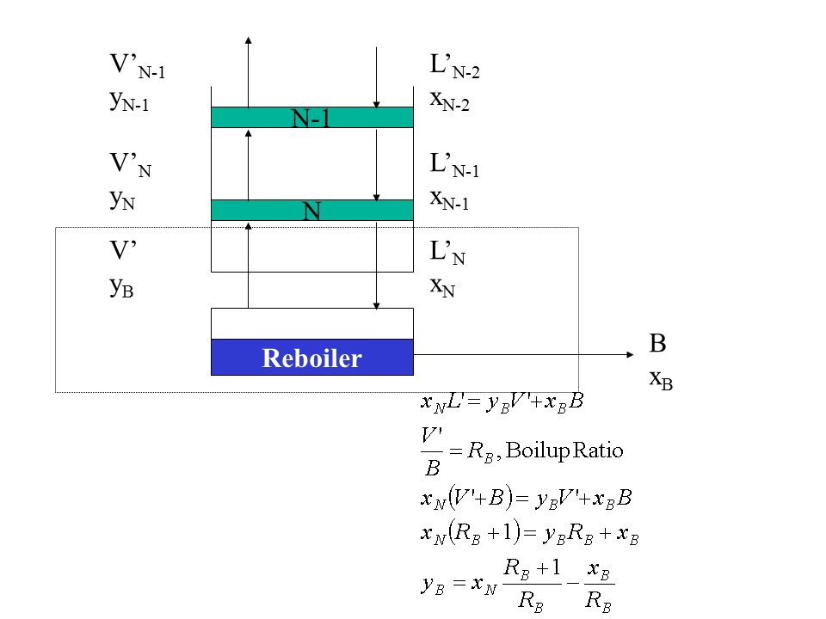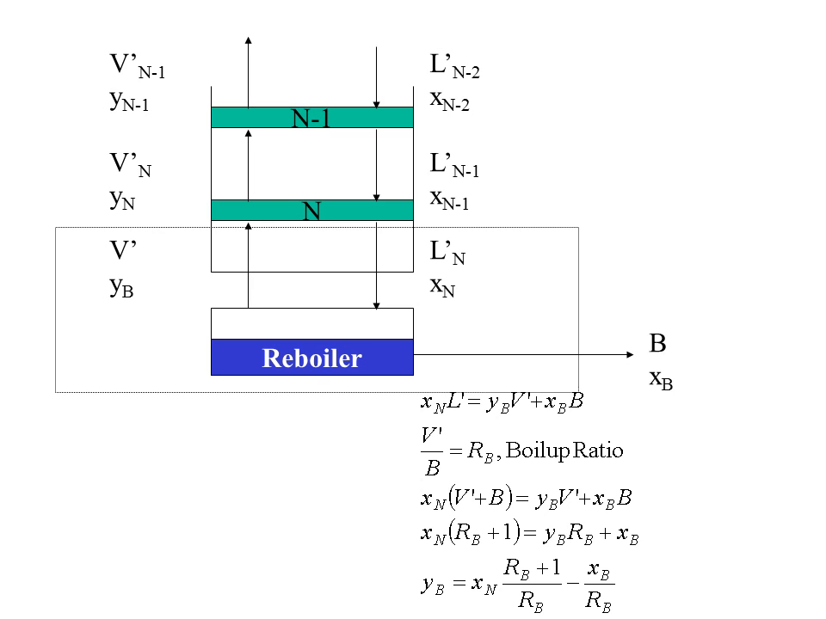Now we'll do a material balance around the reboiler. In this case, we have a liquid stream coming down, which is L prime, and that has a composition of X sub N. And leaving the reboiler, we have two streams. One is the vapor stream V prime and has a composition Y sub B, and also a liquid stream leaving the reboiler labeled B and has a composition of X sub B.